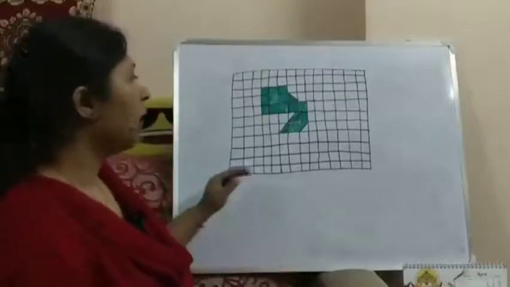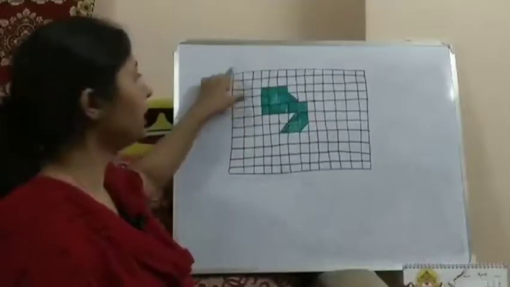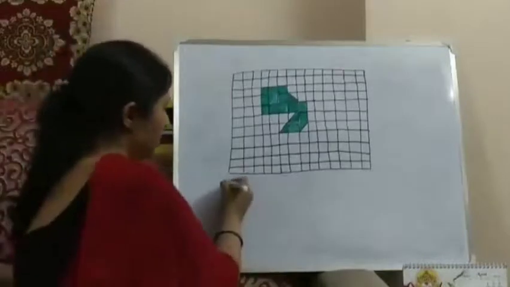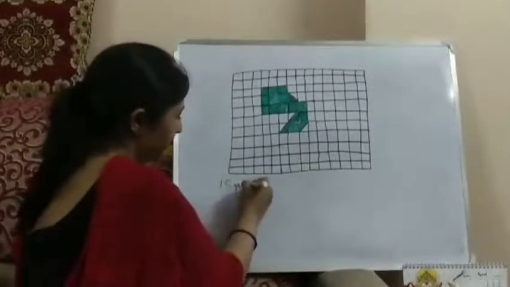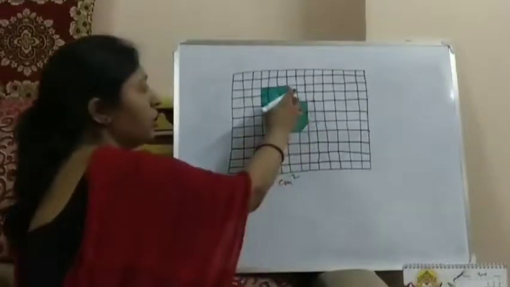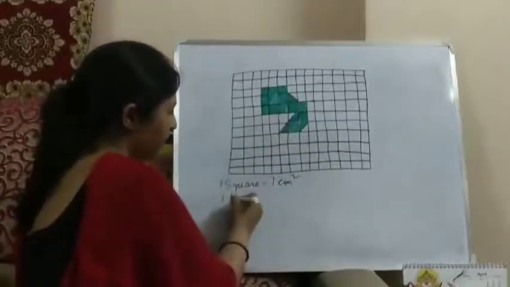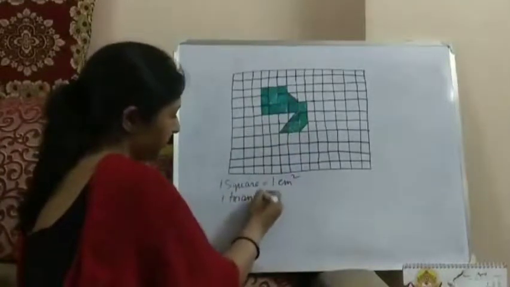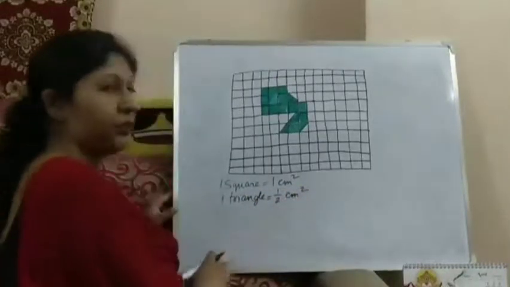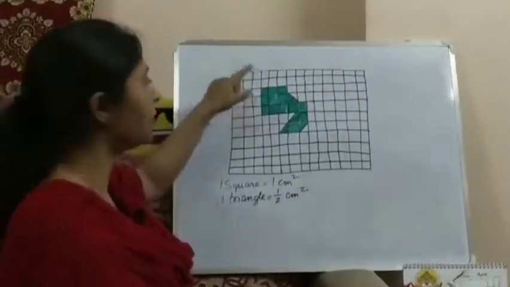Now how will we find this polygon's area? We know that in this graph 1 square means 1 centimeter square and 1 triangle means half of a square. So how will we find the area of this particular polygon?